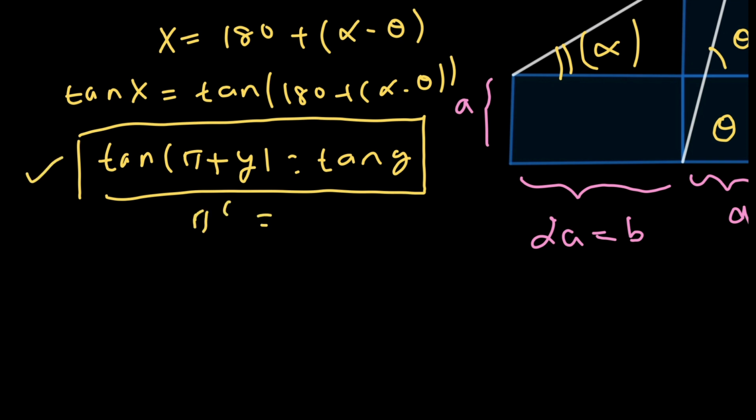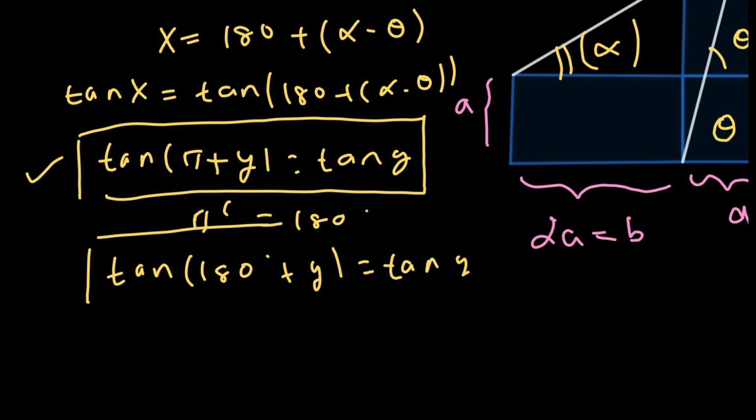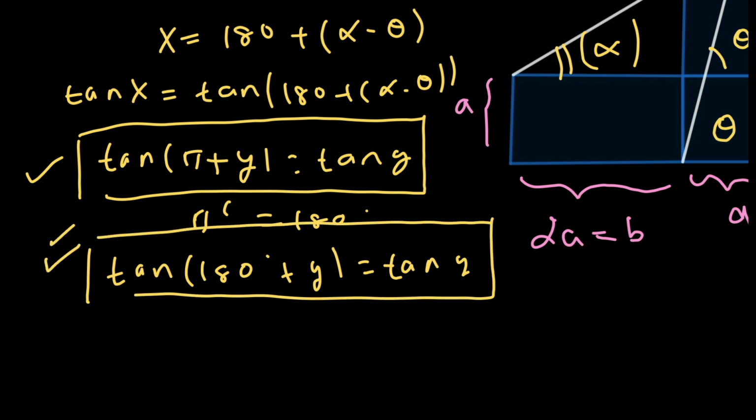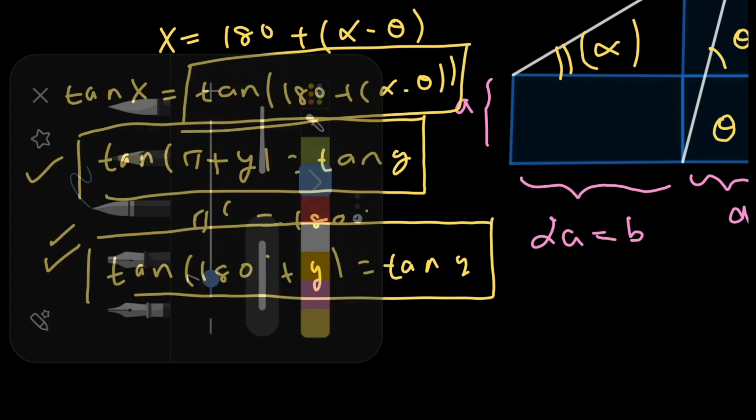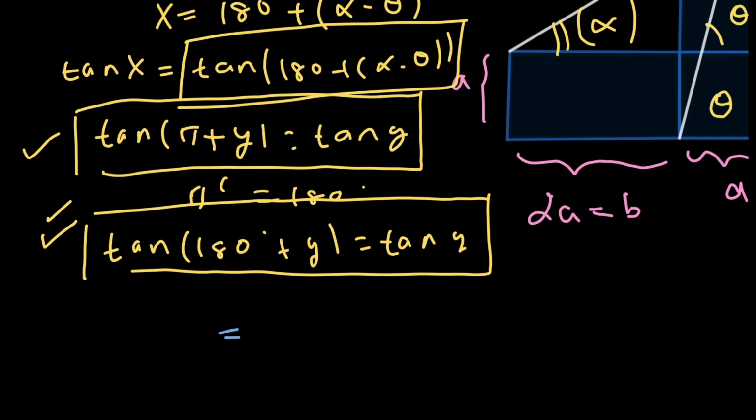Pi radian is simply 180 degrees, so instead of pi, if I write tangent of 180 degrees plus y, this thing is also tangent of y. Okay, you can just go with anything, and here what we required is this particular property. So according to this particular property we can change the right hand side, so let us do that. So according to the property that we have just seen, the value of the right hand side will simply turn out to be tangent of alpha minus theta, and this thing is equal to tangent of x.